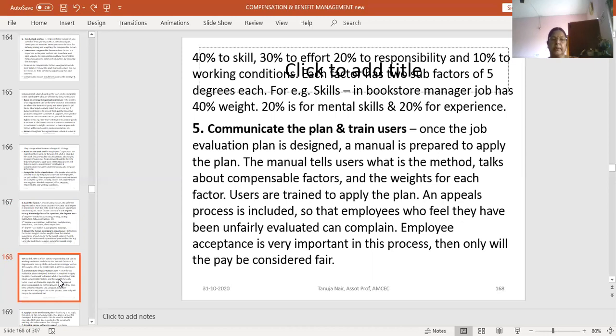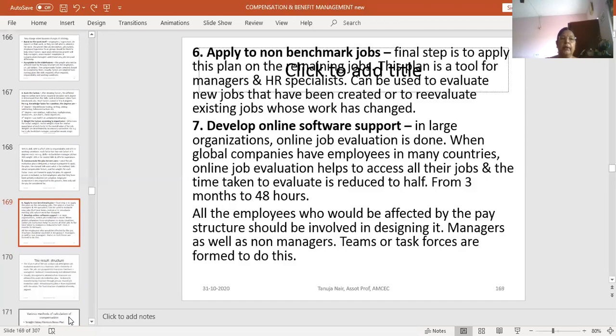because employee acceptance is very important. If they are not accepting the way they have been evaluated, then they will not accept the pay, which will be finally decided for their job. They will not consider that pay to be fair for them.